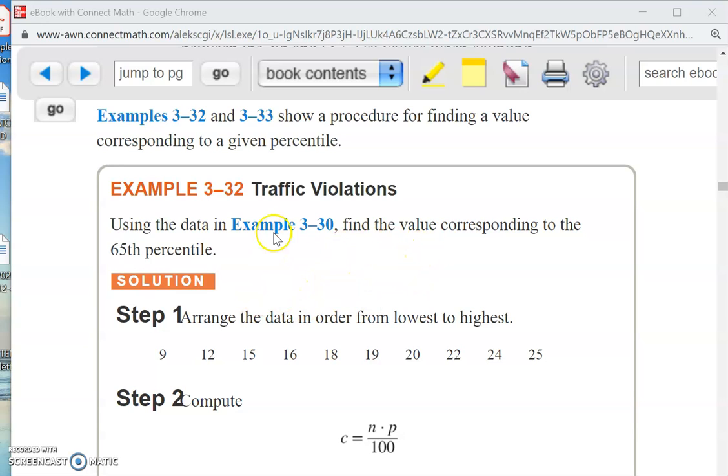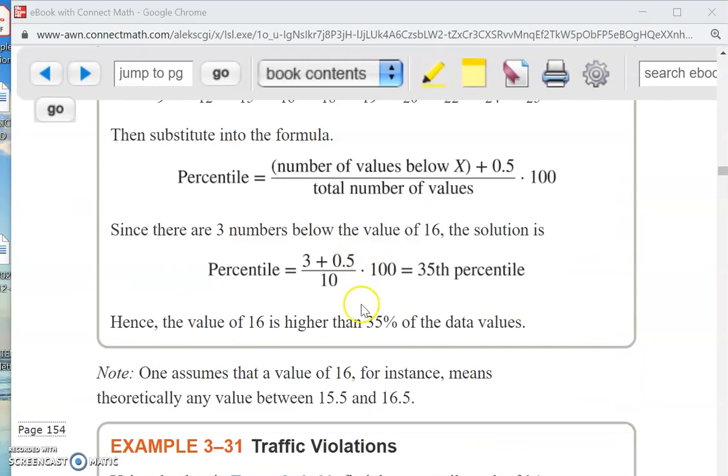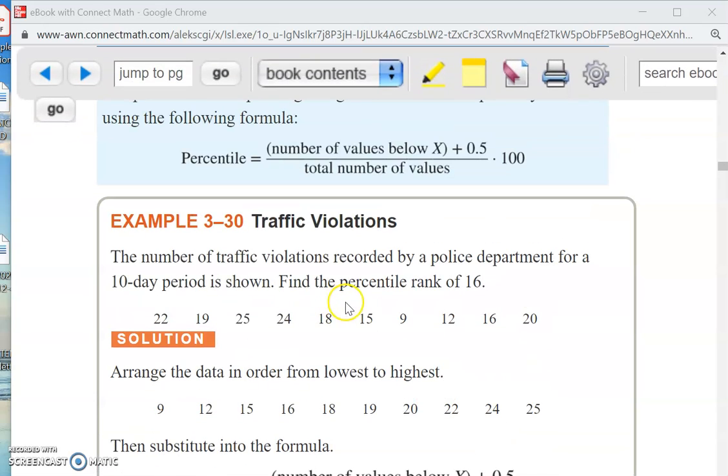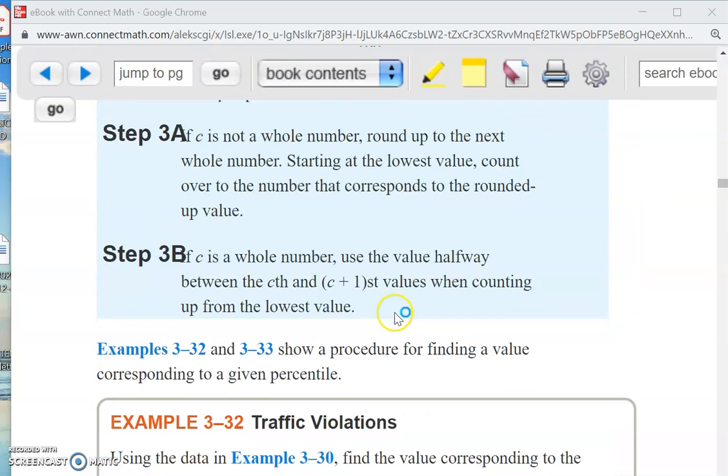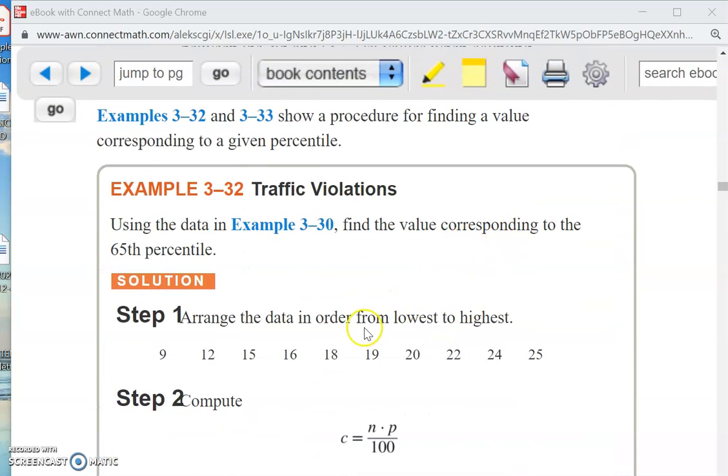So we've got the same data that we had before from 330. 330 was this traffic violations. We're going to use that same information, and we're going to find the value that corresponds to the 65th percentile. So you see the difference, I hope. You look in your book and go back to example 330. In example 330, you were trying to find what the percentile rank was of 16. That was, that data point of 16. Where was it in order? Where was it at in the in order?